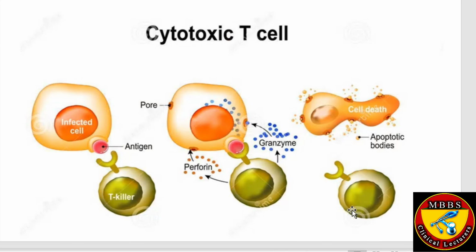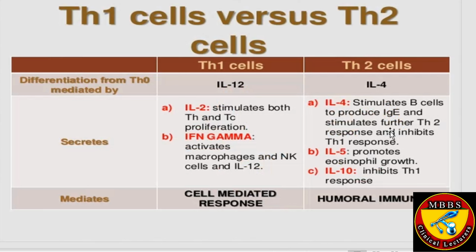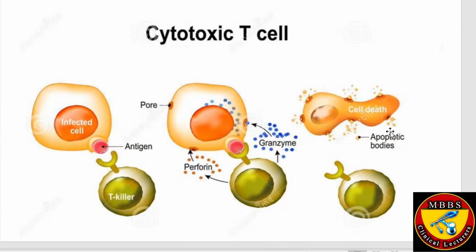Now the cytotoxic T cell, that is the CD8 positive T cell, performs cytotoxic functions. That is, it is involved in killing virus infected, tumor and allograft cells by releasing perforins or by apoptosis. So this is all about the CD4 and the CD8 T cells.